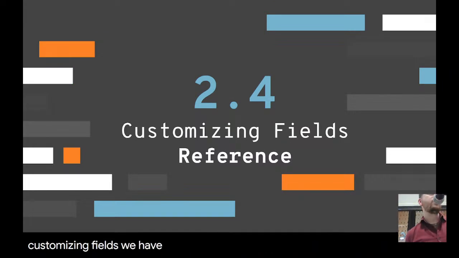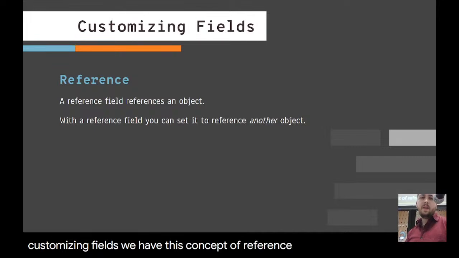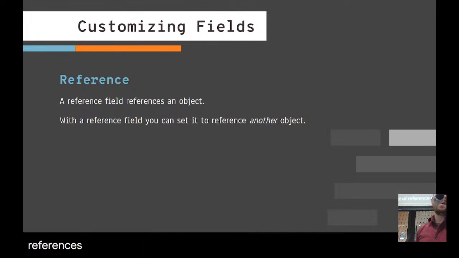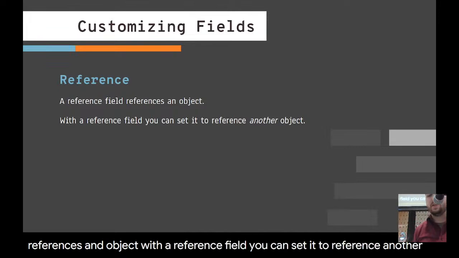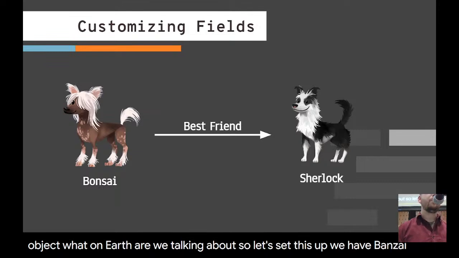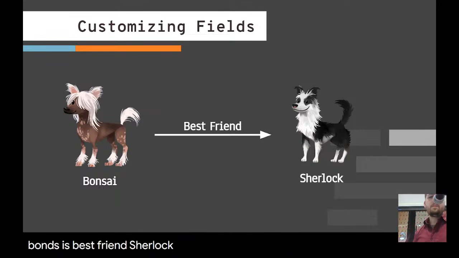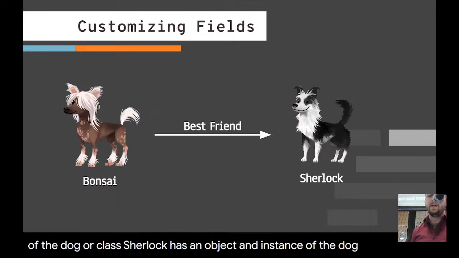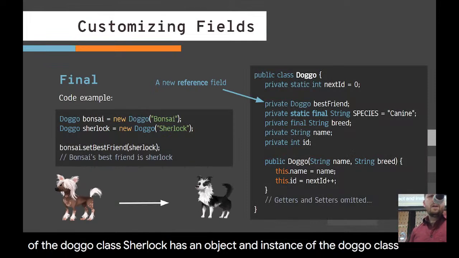Customizing fields, we have this concept of reference. A reference field references an object. With a reference field, you can set it to reference another object. What on earth are we talking about? So let's set this up. We have Bonsai and Bonsai's best friend, Sherlock. Bonsai is an object, technically, it's an instance of the doggo class. Sherlock is an object, an instance of the doggo class. So, I think that's supposed to say reference right there.